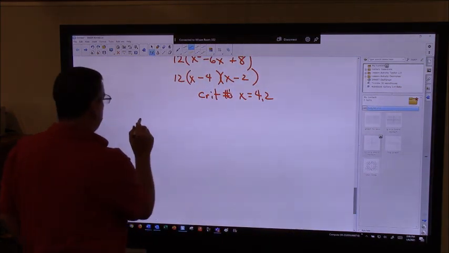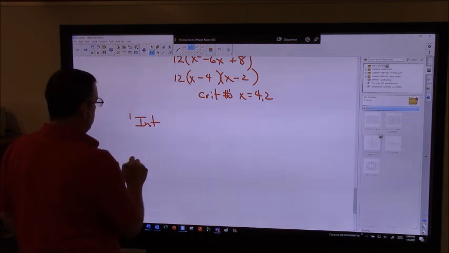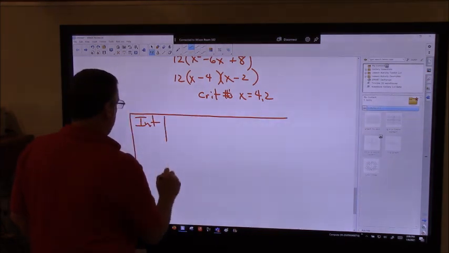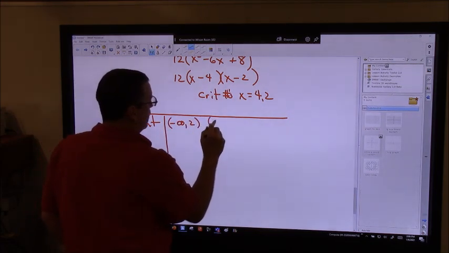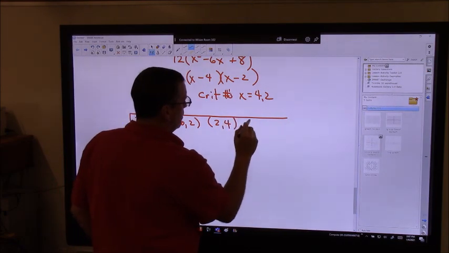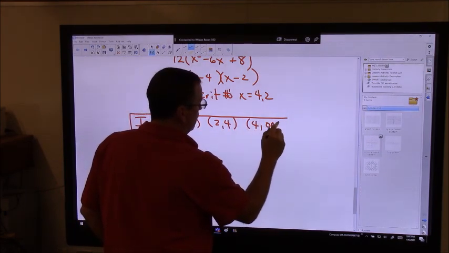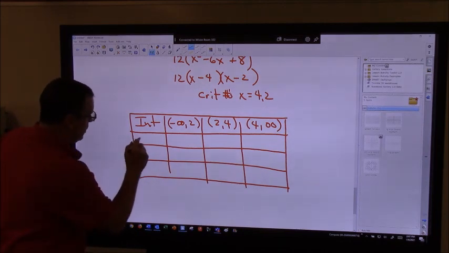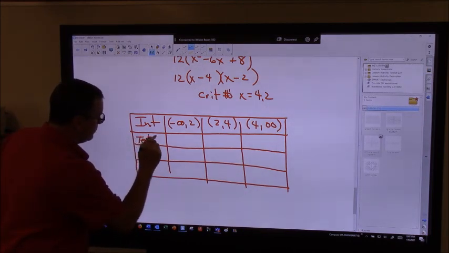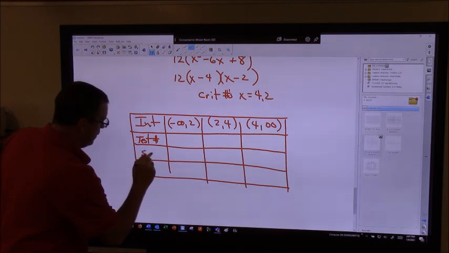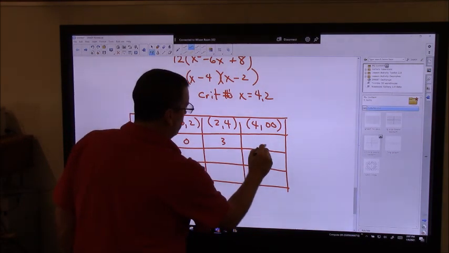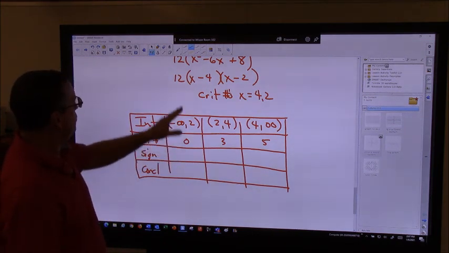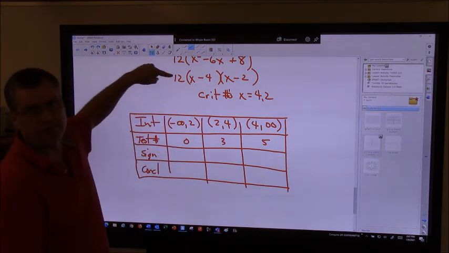So now what I'm going to do is set up my intervals in the table. And I've got from negative infinity to 2, from 2 to 4, and from 4 to infinity. And so we need to pick a test number. I'm looking for a sign and then my conclusion. All right, so I'll choose 0 for this one, here we'll choose 3, and here we'll choose 5. I'm putting that back into my factored form of the second derivative.